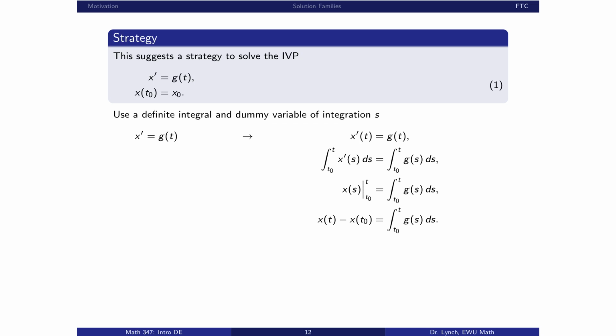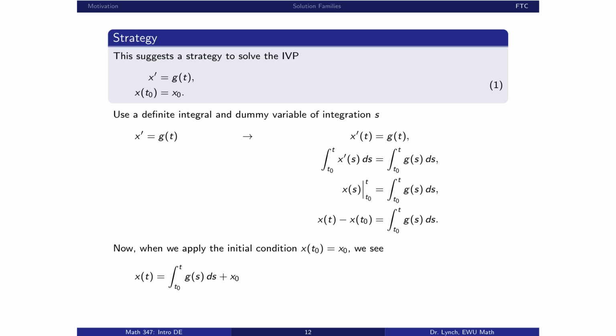And similarly, we can express the right-hand side as a definite integral also, the integral of g of s ds from t naught to t. And again here, I'm just using a dummy variable of integration. Remember that with definite integrals, that variable of integration is just a dummy variable. So we can quickly solve for the unknown function x of t by applying the initial condition x of t naught equals x naught and rearranging the differential equation.